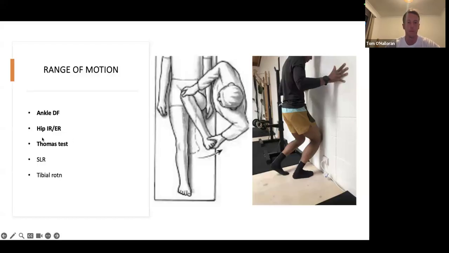And then potentially Thomas tests as well. So just that understanding of their hip extension range and their constraints on that and how that might load different or certain structures or change movement strategy.